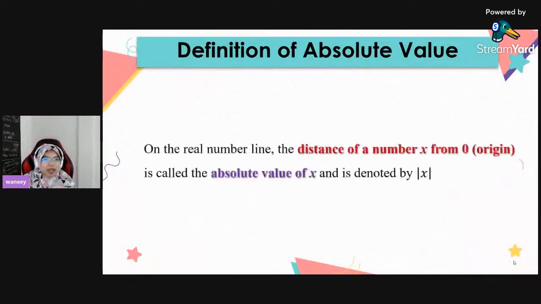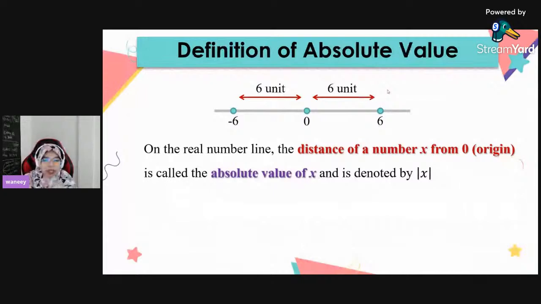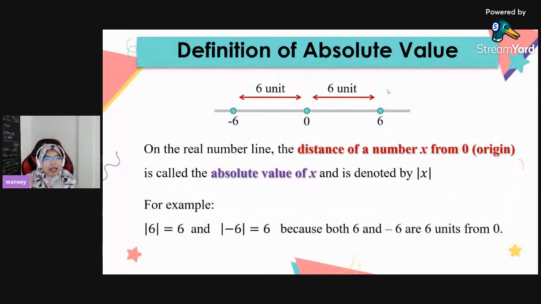Okay, so absolute value. On a real number line, so we are basically talking about the real number line, the distance of a number x from the origin is called the absolute value of x and is denoted by the modulus of x. So for example, the distance from 0 to 6 is 6 units, and the distance from 0 to -6 is also 6 units. So we can say the absolute value of x is equal to 6 because both 6 and -6 are 6 units from 0.